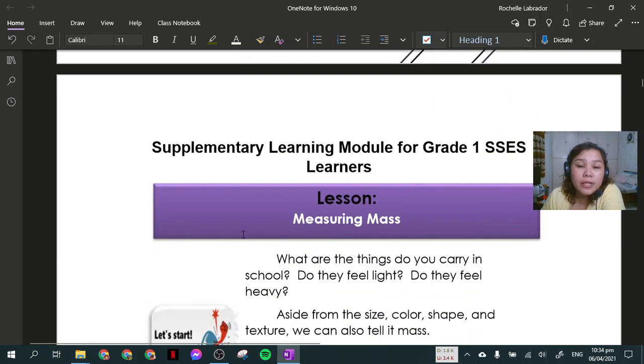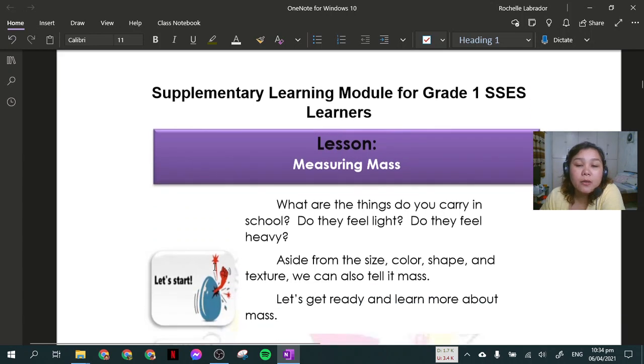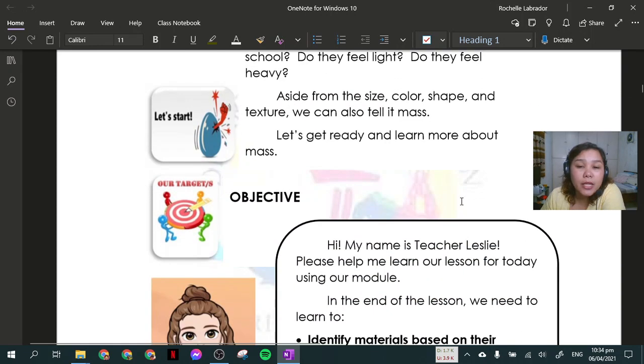The lesson is measuring mass. What are the things that you carry in school? Do they feel light? Do they feel heavy? Aside from the size, color, shape, and texture, we can also tell its mass. Let's get ready and learn more about mass.